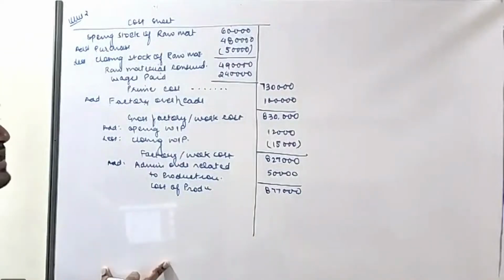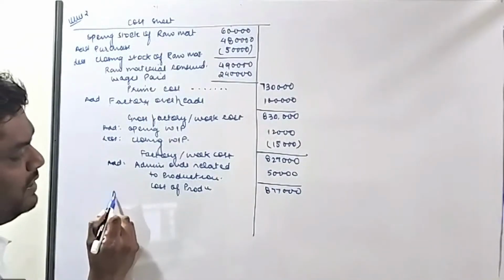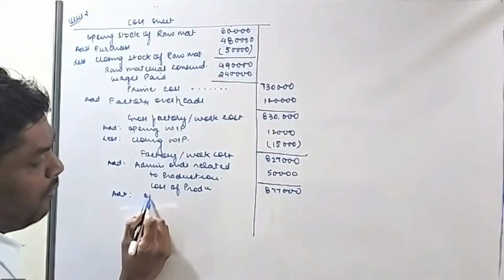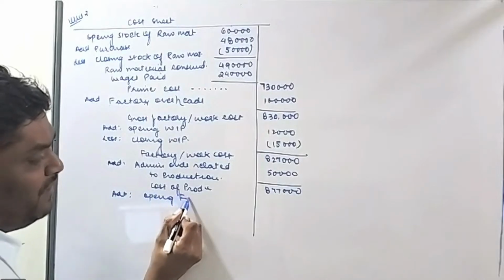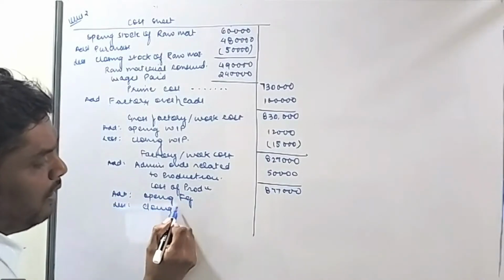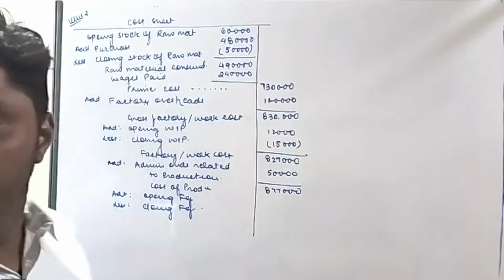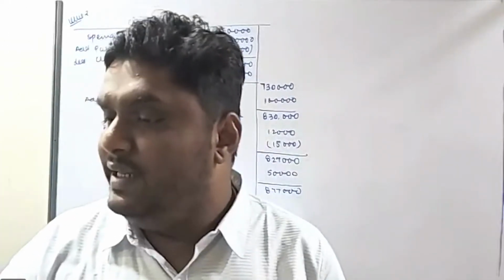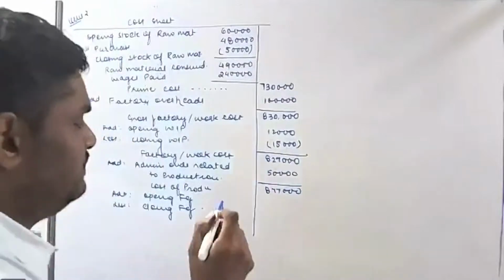In this, we will make adjustments of opening and closing stock of finished goods. So add opening finished goods and subtract closing stock of finished goods. And that is 90,000 and 1,10,000.